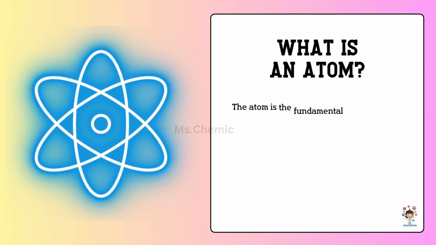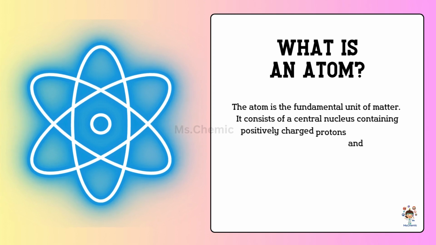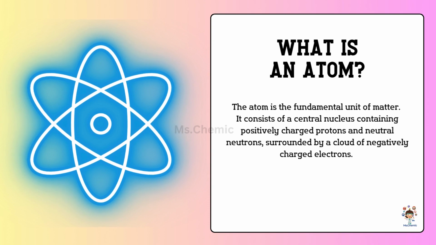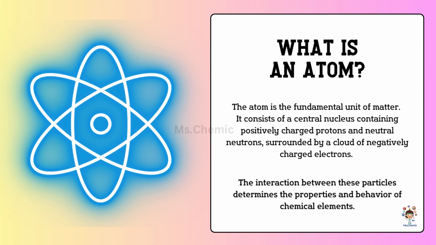What is an atom? The atom is the fundamental unit of matter. It consists of a central nucleus, containing positively charged protons and neutral neutrons, surrounded by a cloud of negatively charged electrons. The interaction between these particles determines the properties and behavior of chemical elements.